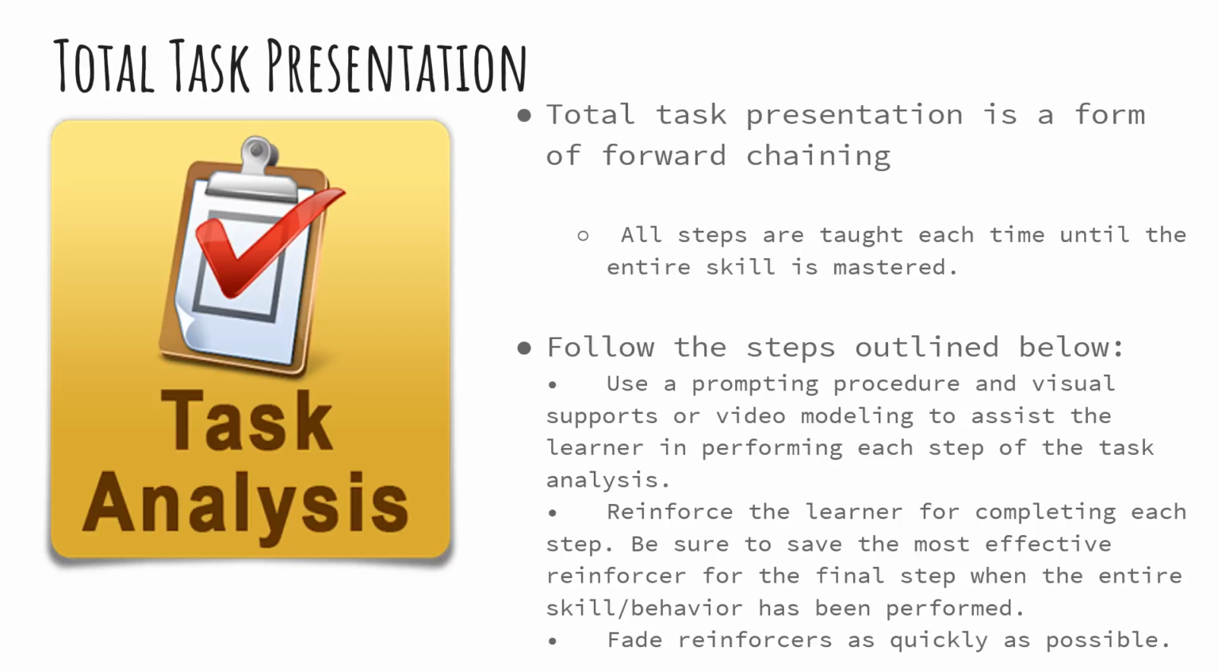Total task presentation. Total task presentation is a form of forward chaining. All steps are taught each time until the entire skill is mastered. Follow the steps outlined below. Use a prompting procedure and visual supports or video modeling to assist the learner in performing each step of the task analysis. Reinforce the learner for completing each step. Be sure to save the most effective reinforcer for the final step when the entire skill or behavior has been performed. Fade reinforcers as quickly as possible.